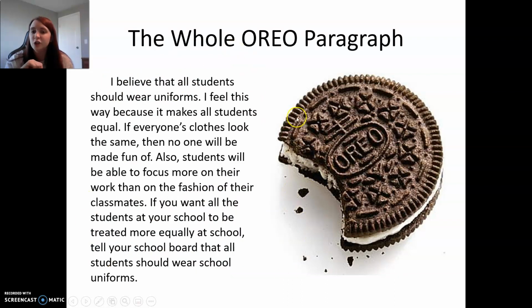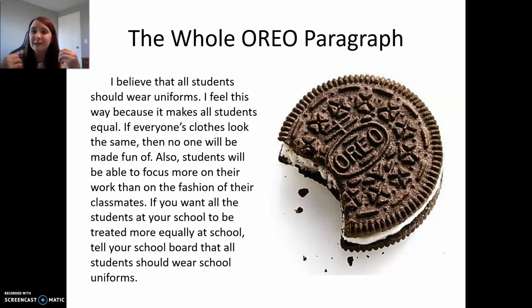This is what it should look like in whole. I believe that all students should wear uniforms. I feel this way because it makes all students equal. If everyone's clothes look the same, then no one will be made fun of. Also, students will be able to focus more on their work than on the fashion of their classmates. If you want all the students at your school to be treated more equally at school, tell your school board that all students should wear school uniforms. That takes all of the pieces of our OREO rating and combines them.